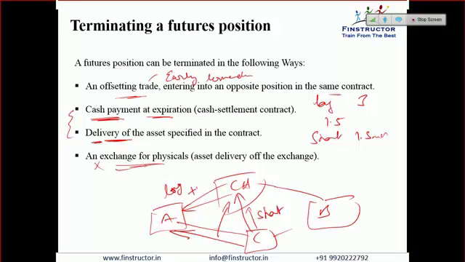Again, not very important, so don't worry even if you didn't understand. You can do an offsetting trade, a cash settlement, or a delivery that will happen at expiration, or an exchange for physical. This will also happen at expiration.